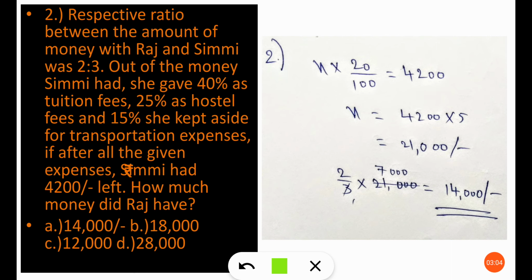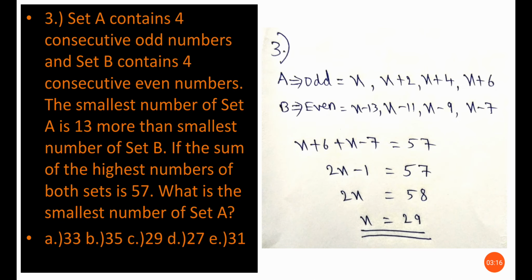Now they have asked, this 21,000 rupees is the 3 parts value. They have asked to identify the 2 parts value. So 2 by 3 into 21,000 is 14,000. Option A is the right answer. Moving to the third question.